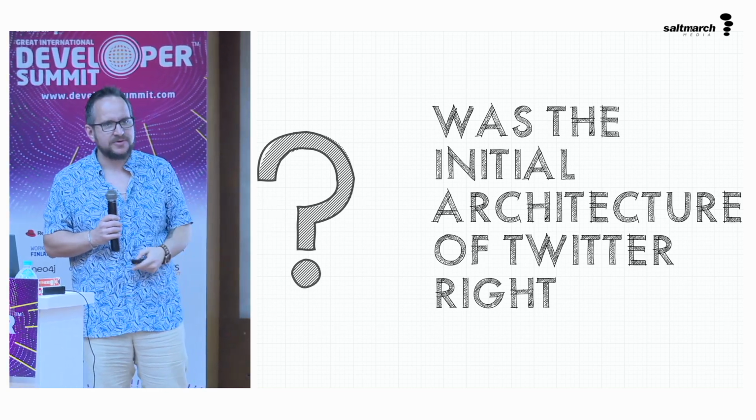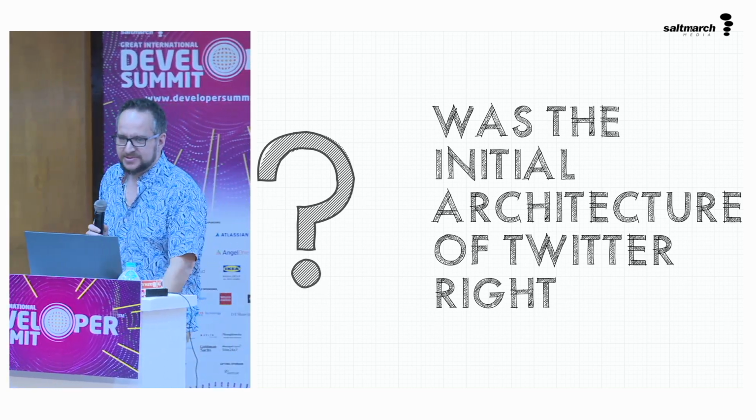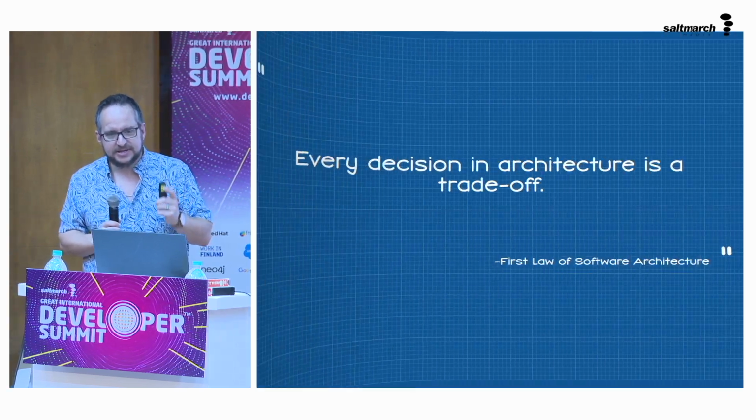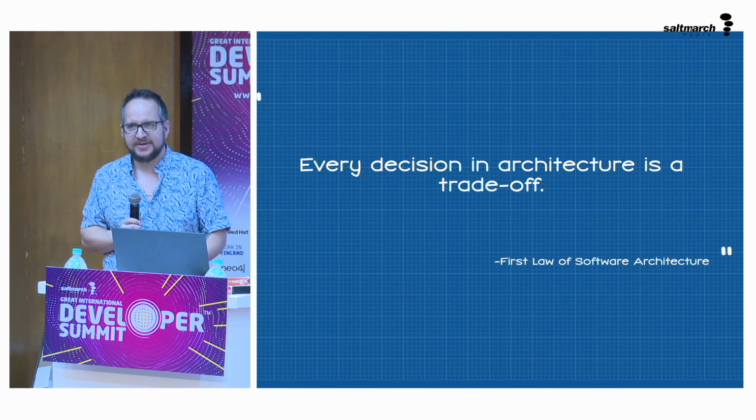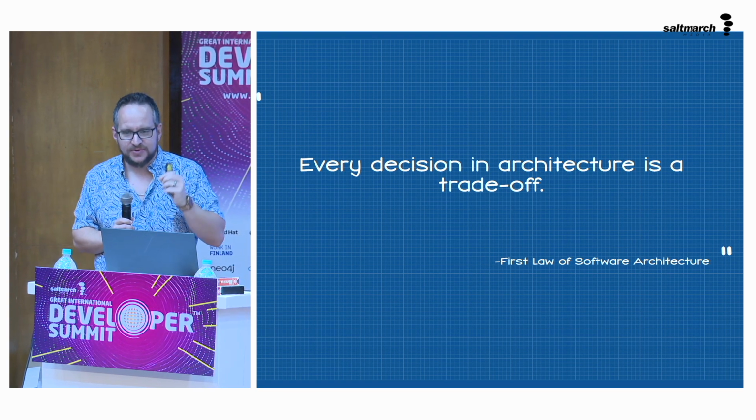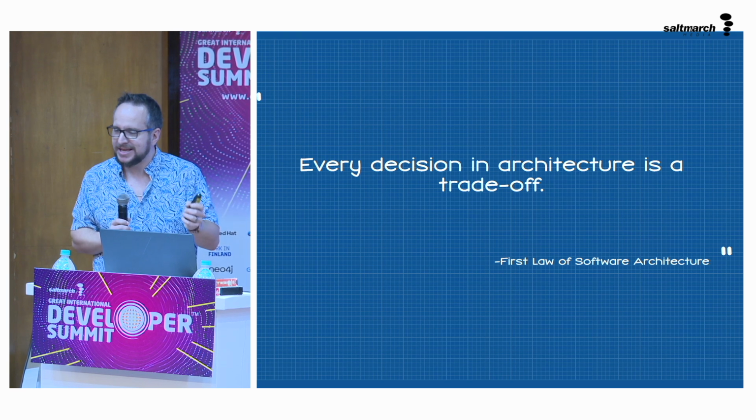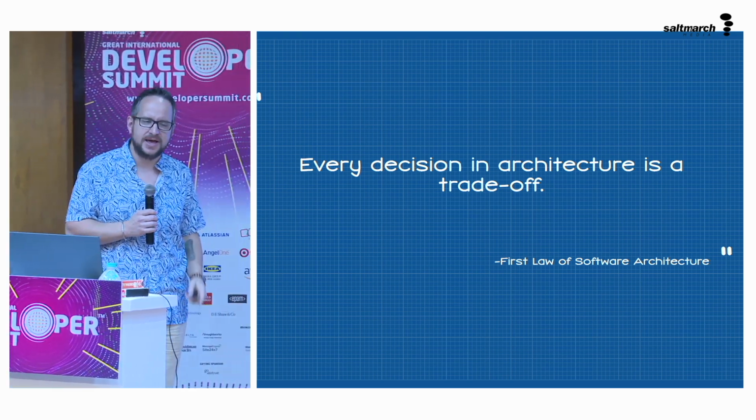Version 2.0 was designed for a different set of capabilities. Remember, every decision in architecture is a trade-off. Now, fundamentally, V1 and V2, they traded certain capabilities for others based on relative business value at the time.